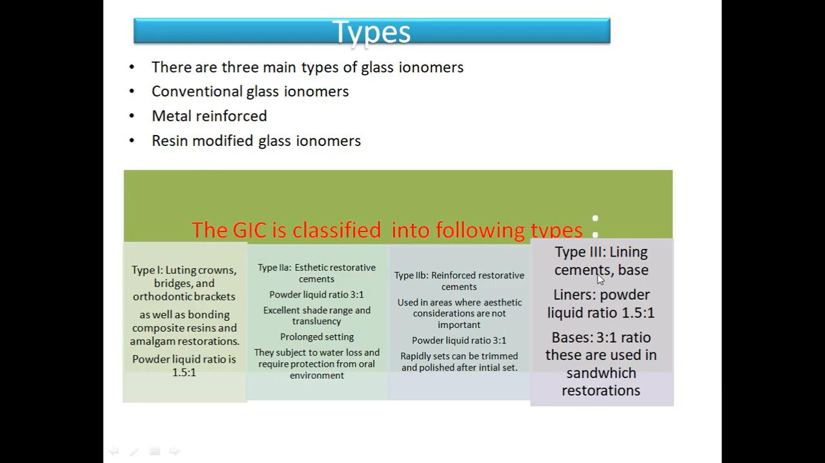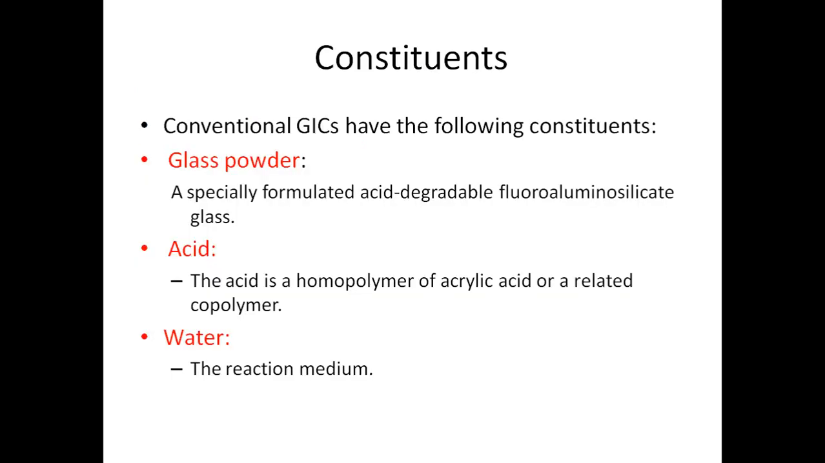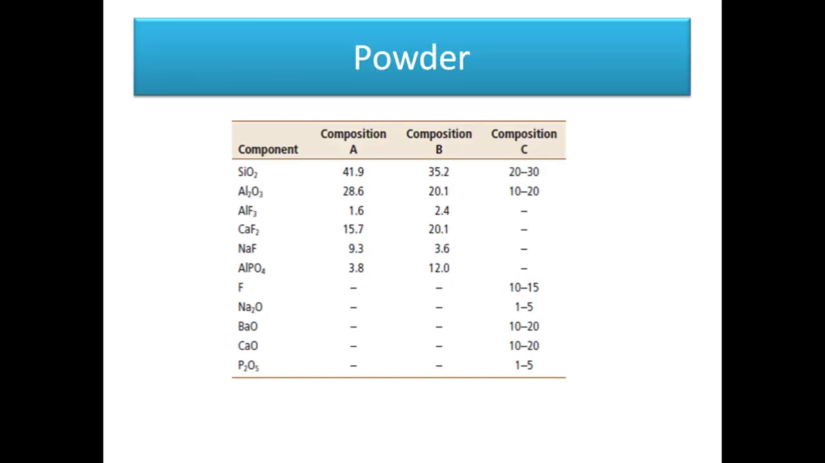And type 3, which is again divided into lining cements, with a powder liquid ratio of 1.5:1, and bases, with a powder liquid ratio of 3:1. These are used in sandwich restorations. The glass ionomer cement generally consists of three constituents: the glass, the acid, and the water.